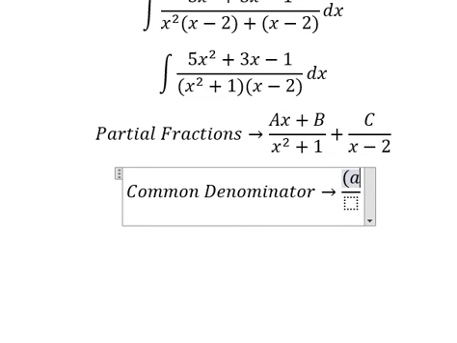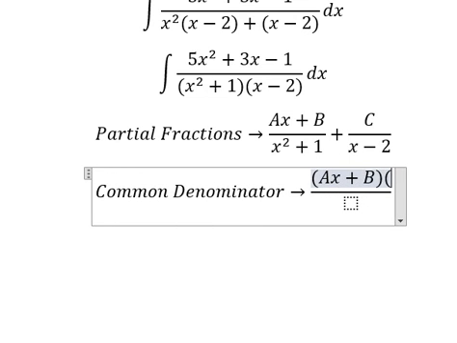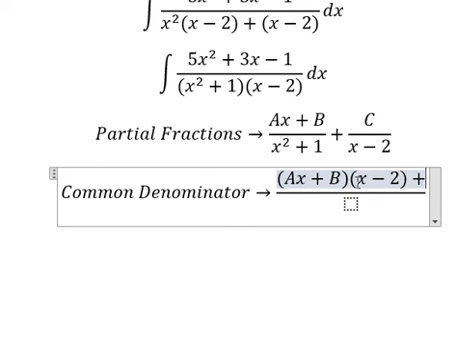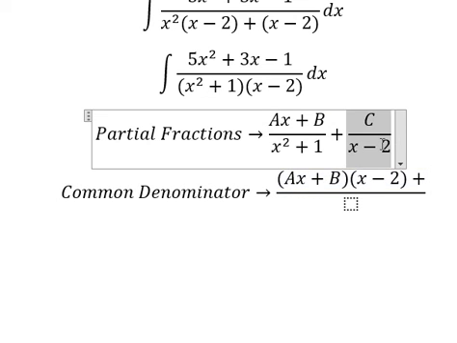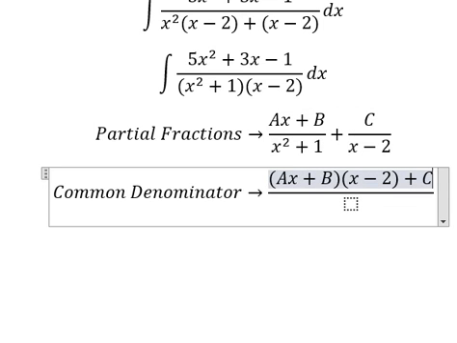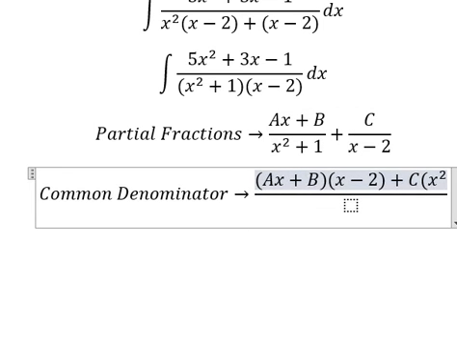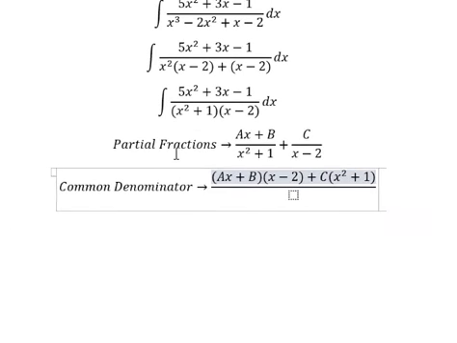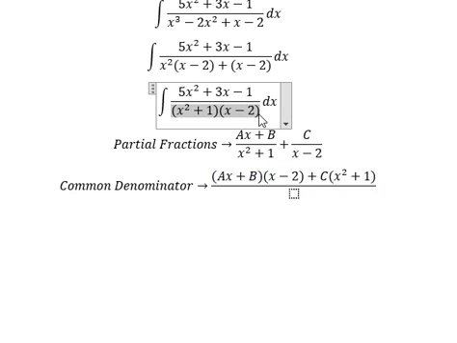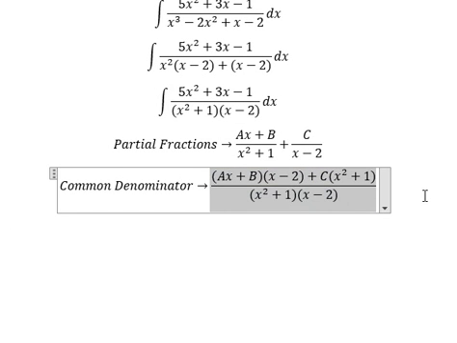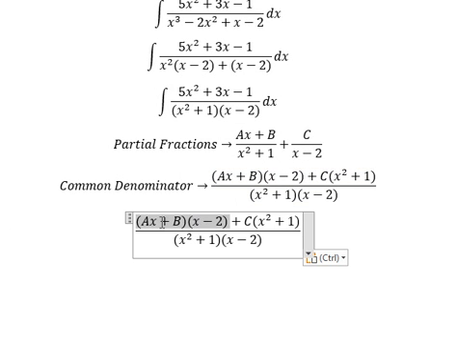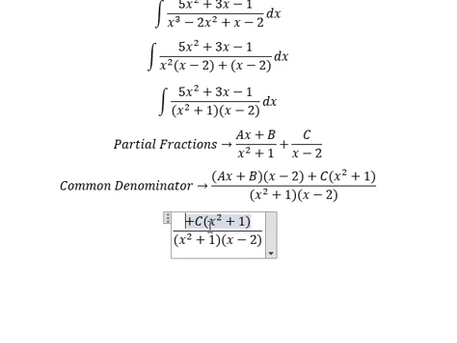So, A s plus B multiplied by s minus 2. This one is missing s squared plus 1. So, capital C multiplied by s squared plus 1. And now we need to expand this one.